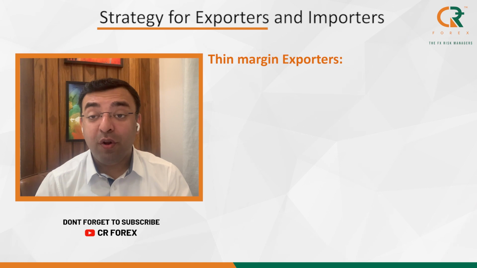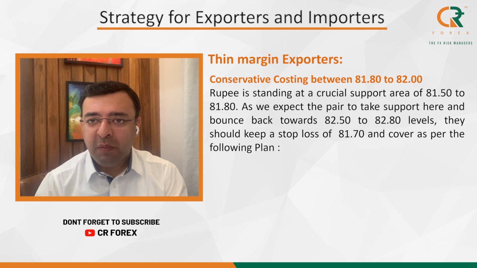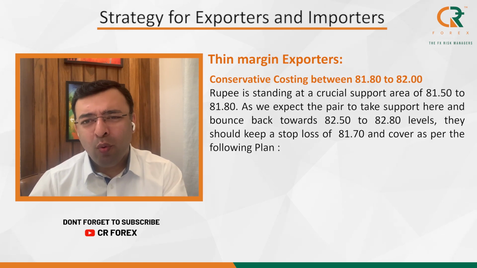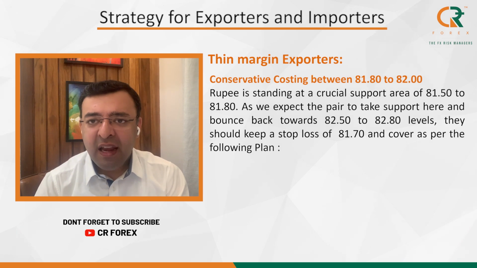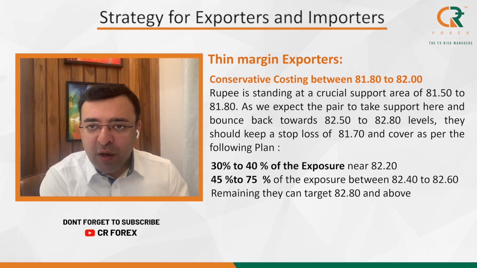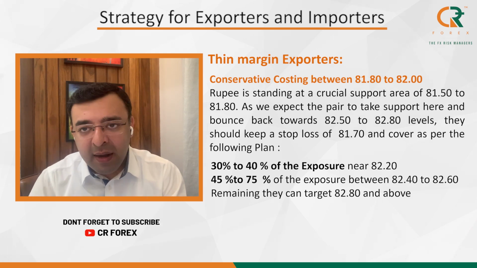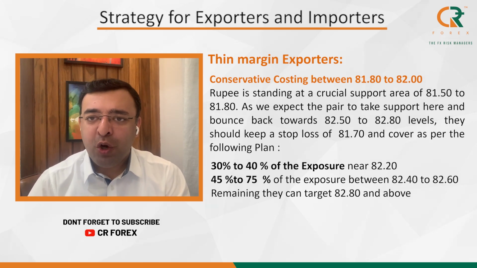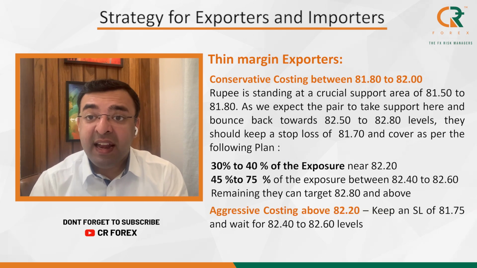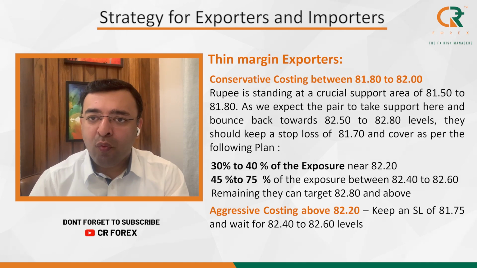Now let us discuss strategy for thin margin exporters like agri exporters. Most agri exporters last week have taken costing between 81.70 to 82.20. If they have taken that, the ideal strategy is that they should keep a stop loss of 81.70 and cover in the following manner. 30 to 40% they can cover close to the 82.20 level. 45 to 70% of their exposure they should ideally cover between 82.40 to 82.60, and the remaining position they can wait for 82.80 and 83.